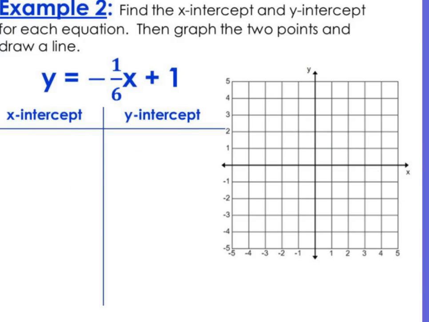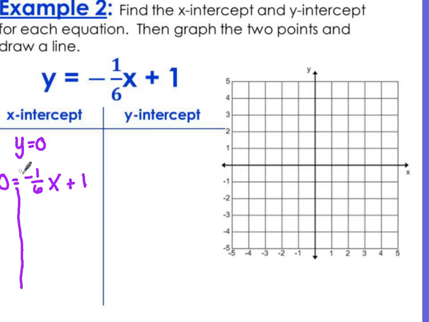So now I'm going to find the x-intercept and the y-intercept for each equation and graph the lines, or graph the 2 points and draw the line between them. So again, my x-intercept is where my y equals 0. So I'm going to plug it in. Look at the equation. 0 for y equals negative 1/6 times x plus 1. I don't know what x is. That's what I'm solving for.